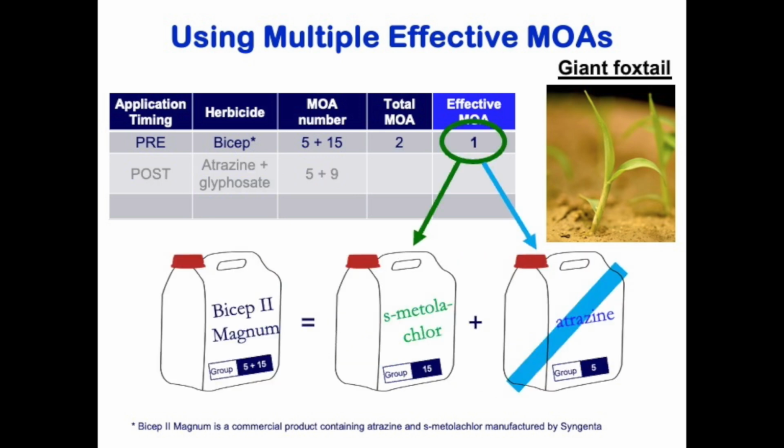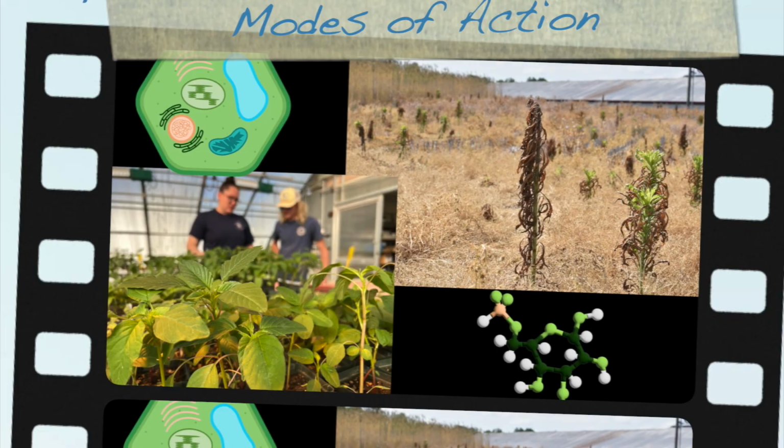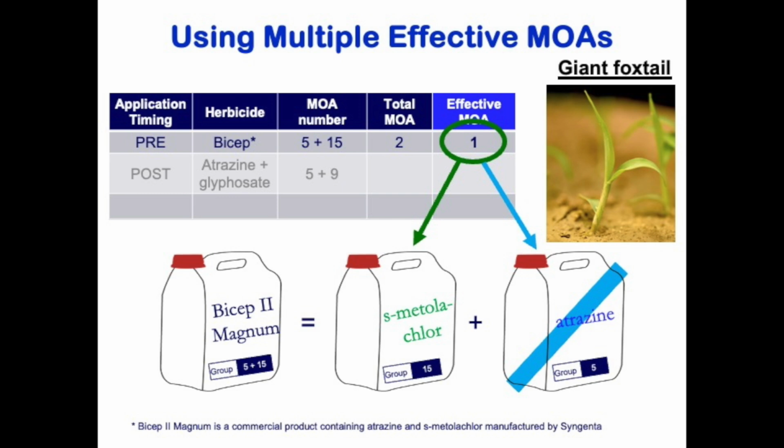Bicep II Magnum is applied at planting and contains S-metolachlor, which provides excellent control of giant foxtail. But atrazine provides little to no control. So for our pre-emergence application, we're using two modes of action, and we're using only one effective mode of action.